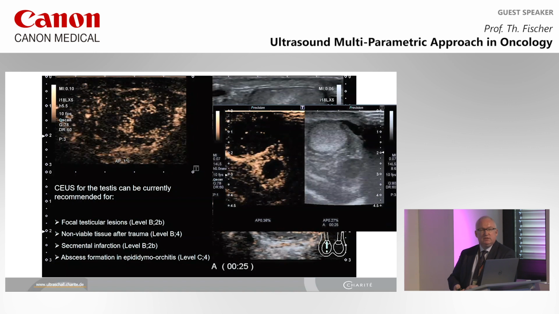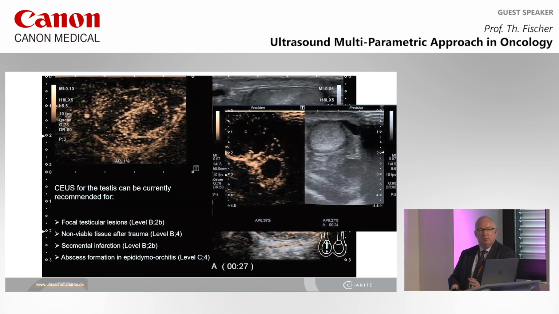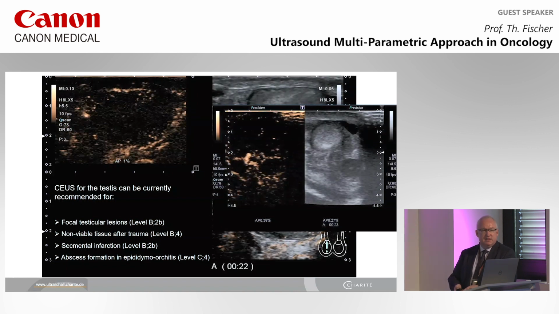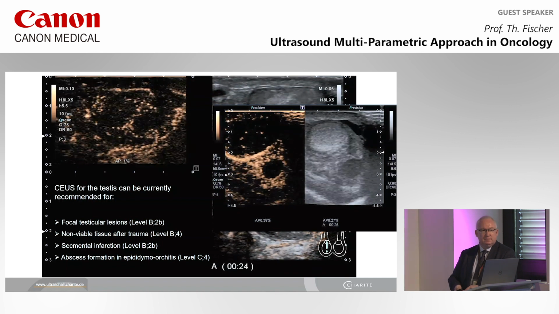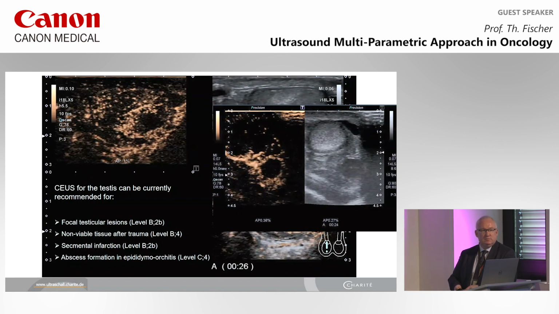Are we able to make a decision between malignant and benign lesions in the testis? What is your opinion? Is this possible?